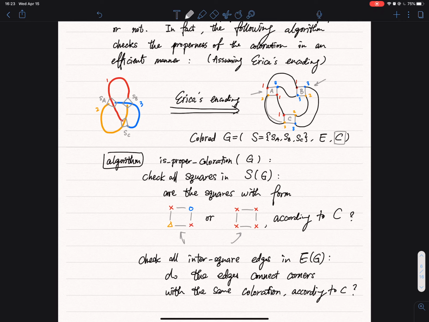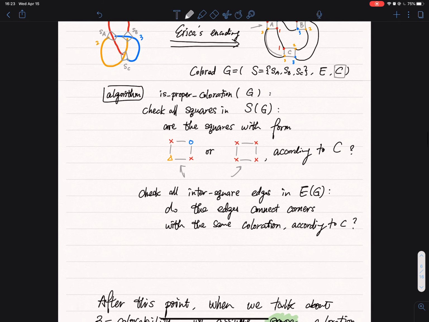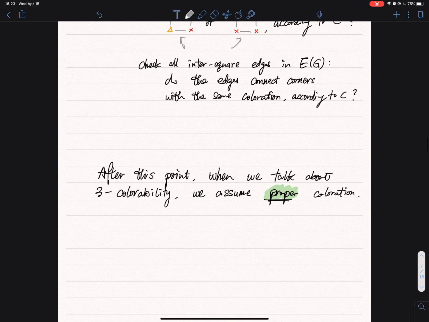Using this algorithm, we can drastically speed up this checking method, and as we will see later on, it will also help us compute proofs using computers, which is pretty cool. And because of these nice things about 3-colorability, we will always assume proper coloration whenever we talk about the colors in the future.